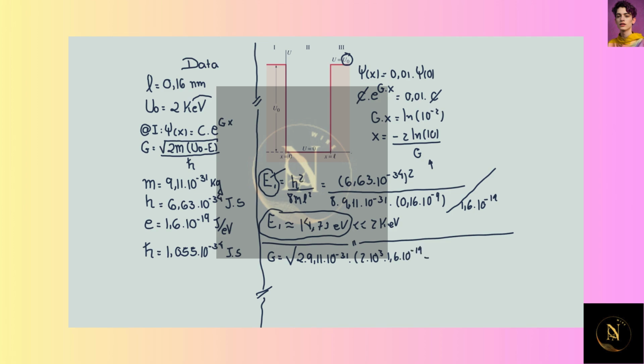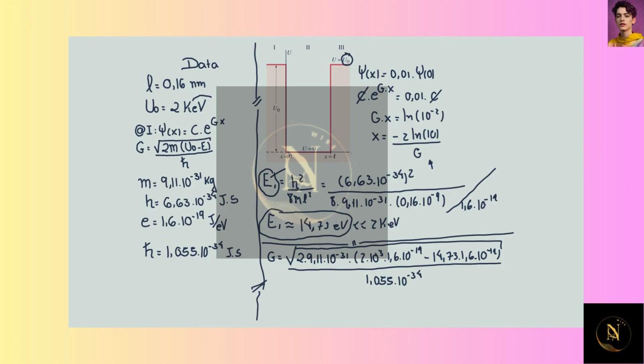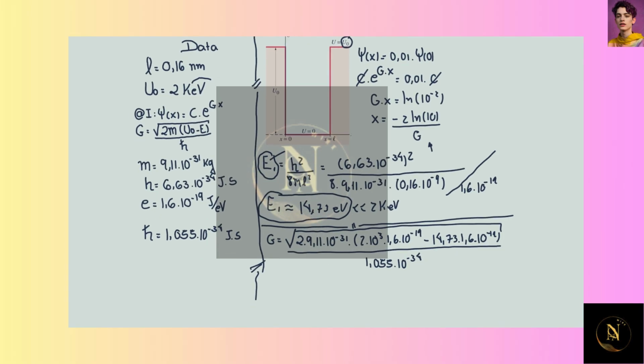And this is minus the energy that we have just calculated, which is 14.73 times 1.6 times 10 to minus 19. We are again converting the energy to joules. Take the square root and then divide it by h bar, which is approximately 1.055 times 10 to minus 34. We then finish the question by plugging in this complicated calculation in the expression for x. By doing that, we get the following.